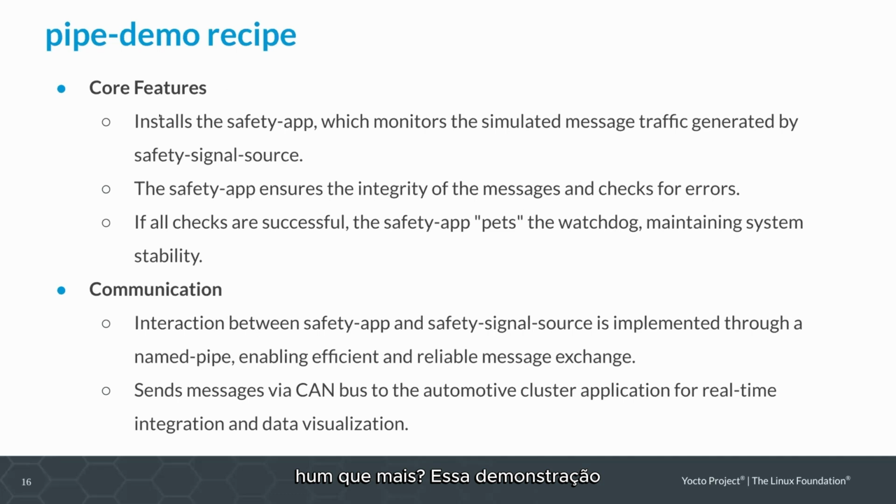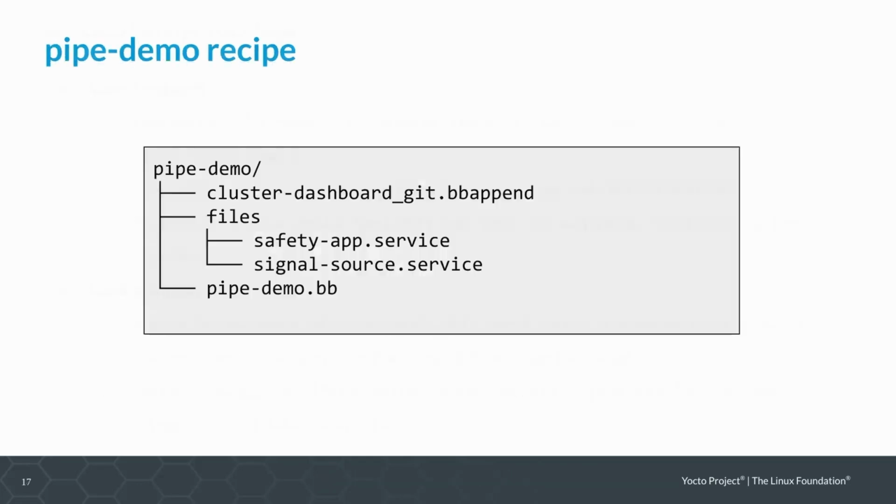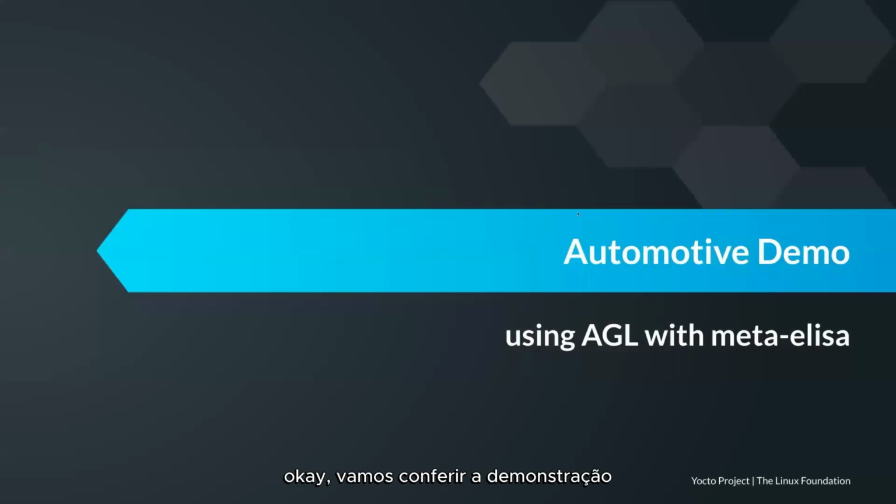What else? This pipe demo is built using named pipes. So the IPC they use was this. But we also send messages through the CAN bus to the automotive cluster for the data visualization. So here is the pipe demo, just looking at this recipe. You can see two services, and in this recipe you can find the link to the application we're going to use. So, okay, let's take a look at the demo.